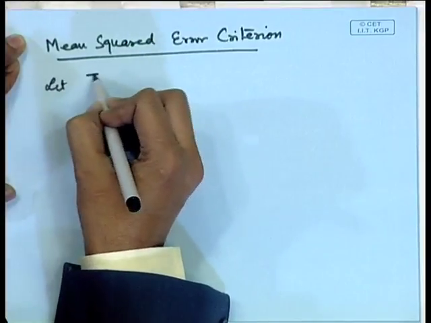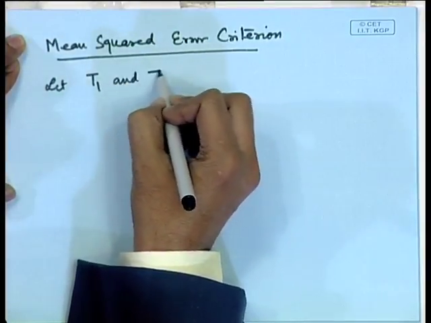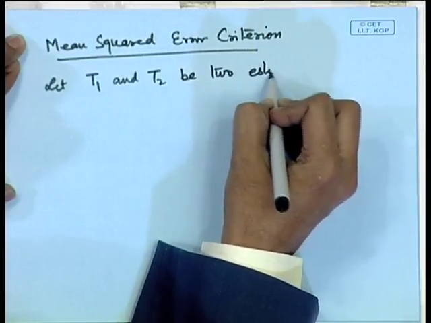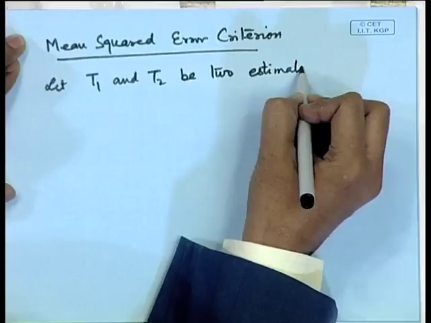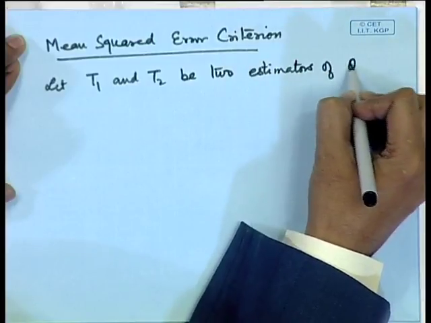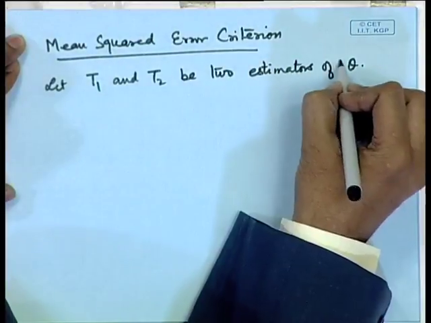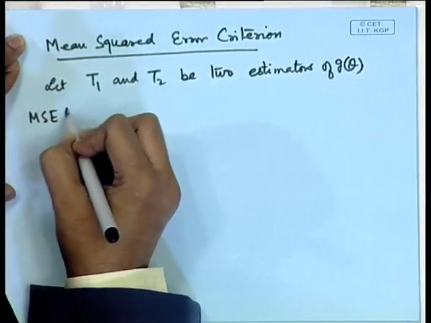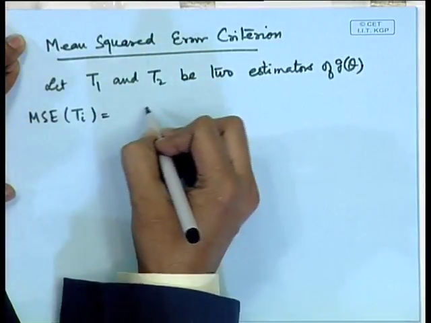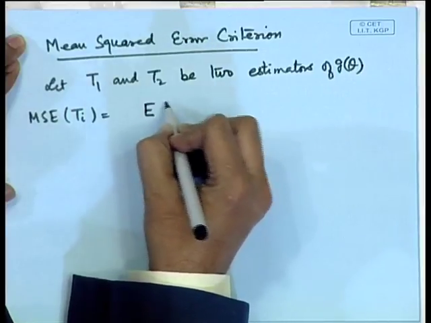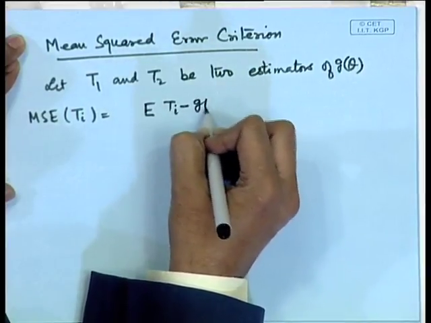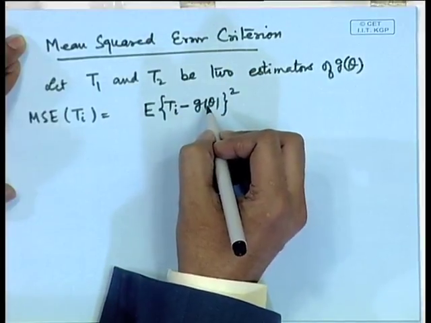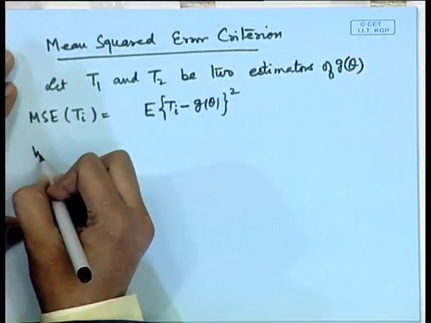Let T 1 and T 2 be two estimators of theta, say g theta. Then the mean squared error of T i is defined as expectation of (T i minus g theta) square. So, this is giving a measure of variability of the estimator.